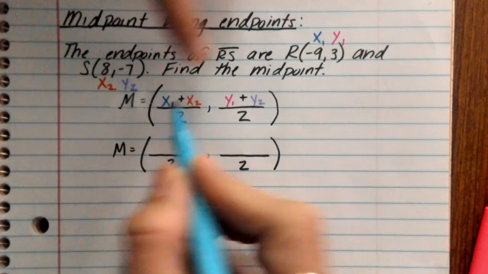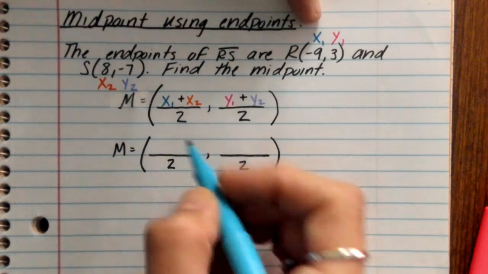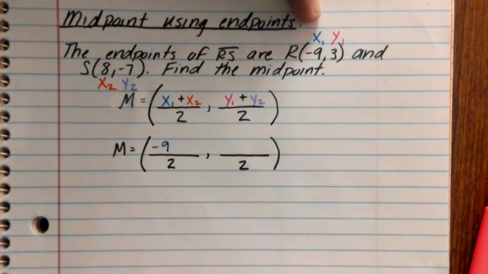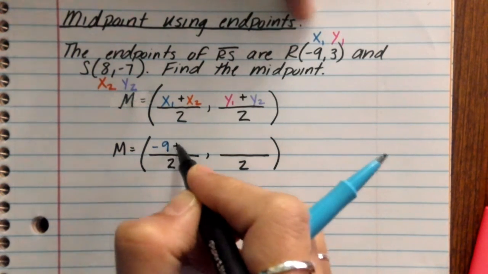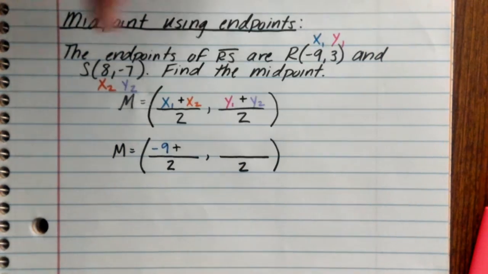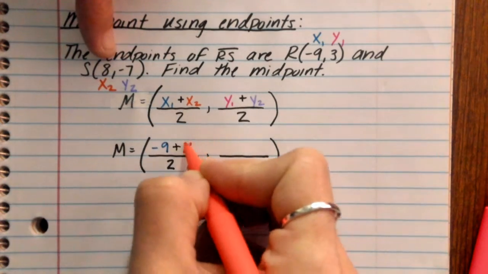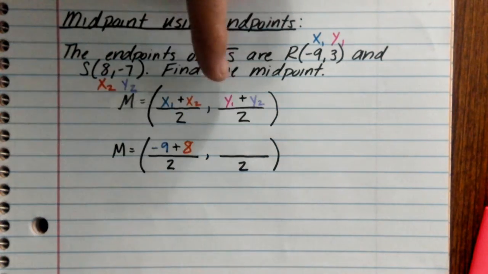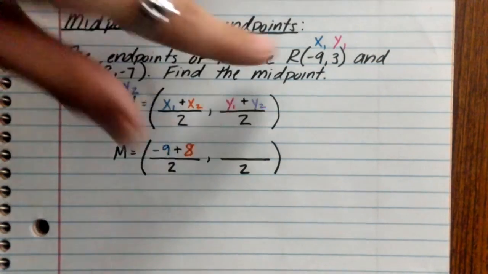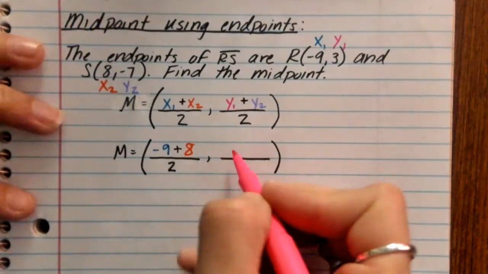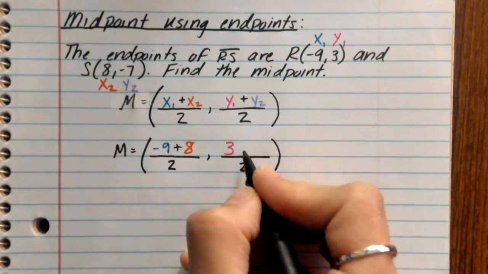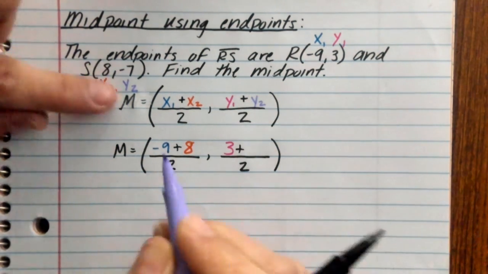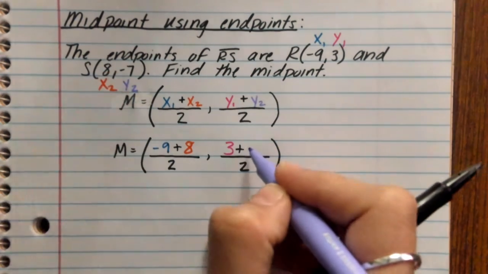So x1, look up here. What do we have for x1? Negative 9. We're going to add what was x2. Let's go find x2. Oh, x2 was 8. Over here, y1, we're going to go find y1 right here. It's 3. And then we will add y2. Here's y2, negative 7.